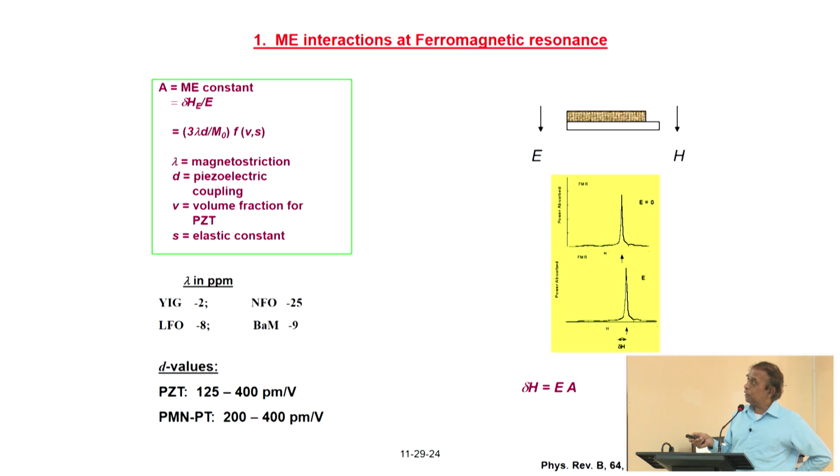So, we did some theory, and the magnetoelectric coupling coefficient for converse magnetoelectric effect is given by the second term here. So, it is directly proportional to the product of the magnetostriction and the piezoelectric coefficient, and it is inversely proportional to the magnetization for the ferrite.